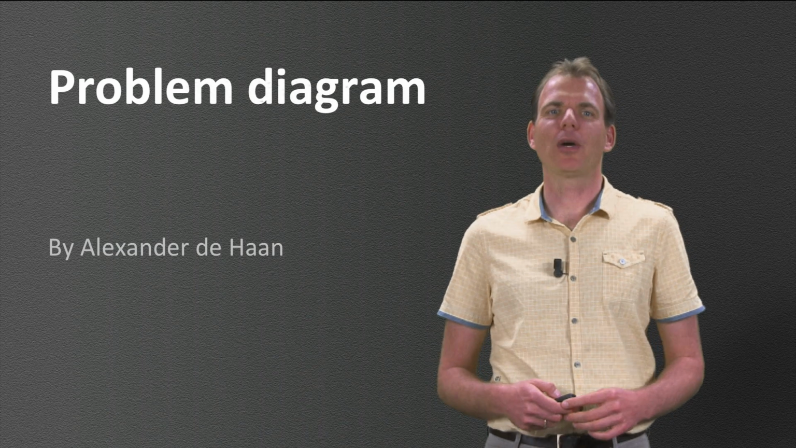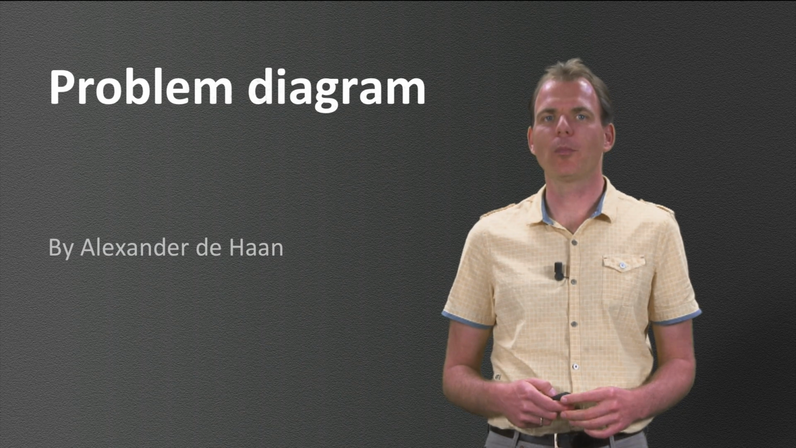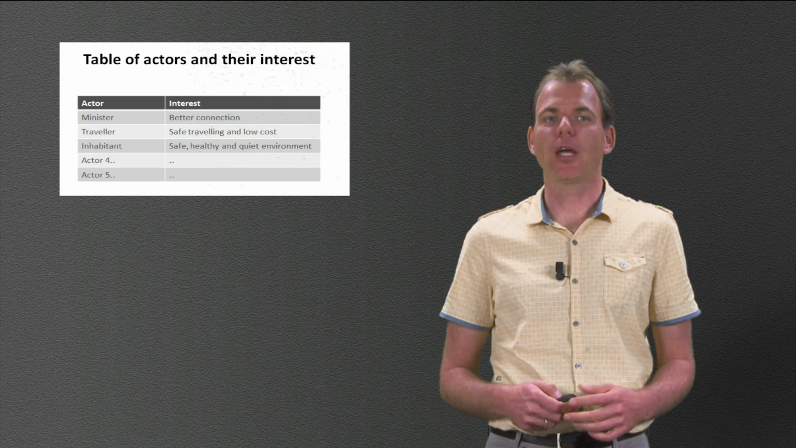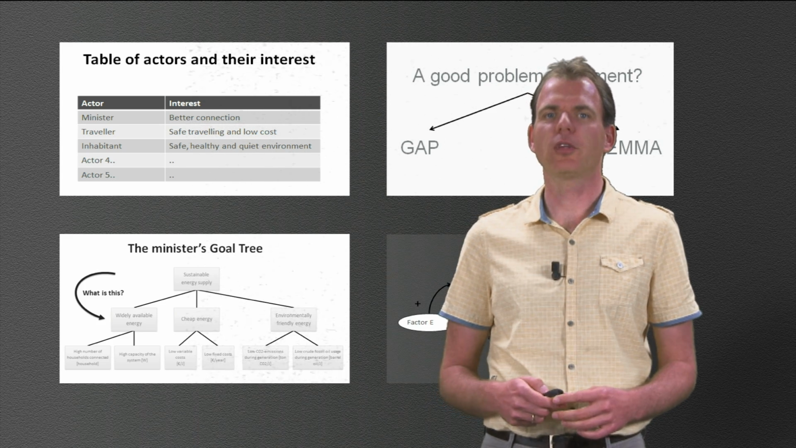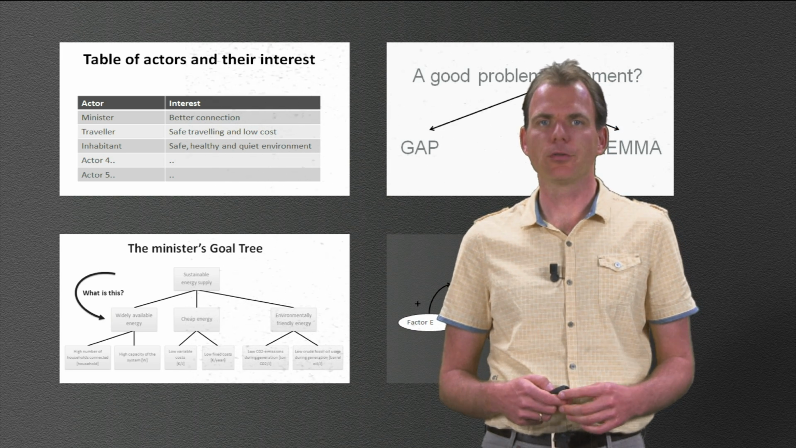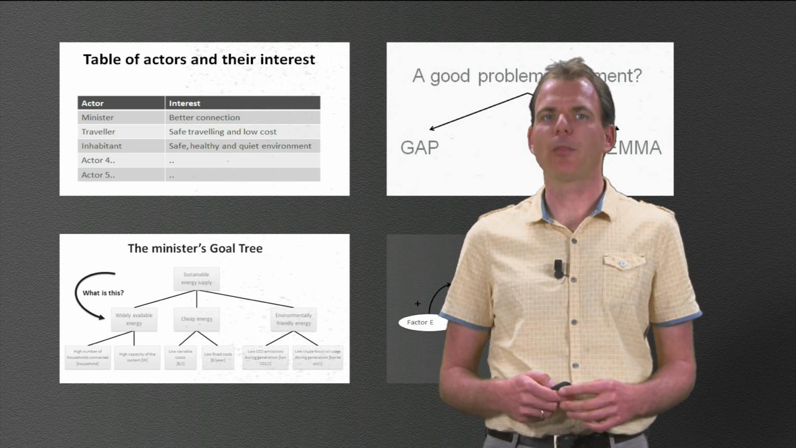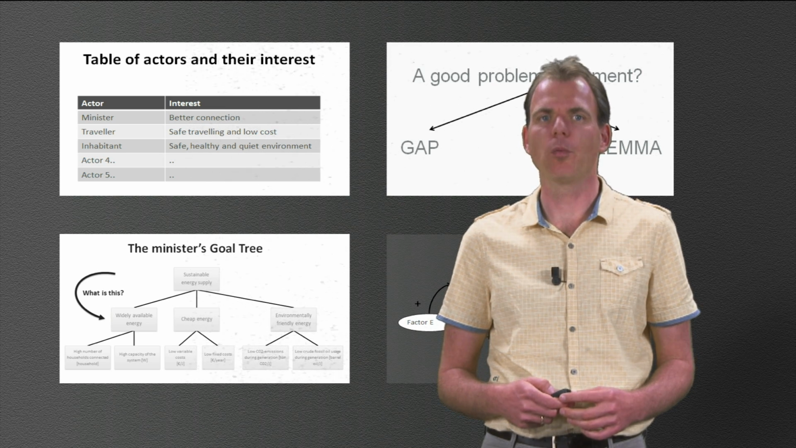Hello everybody and welcome back to the course. In the last few weeks you've learned several problem analysis techniques. Do you remember how we made an actor analysis and defined a problem statement? We made a goal tree and constructed a causal diagram. You've learned to apply these techniques and you've learned their do's and don'ts. But how are these methods related and how can they help to get a complete overview of a complex problem?